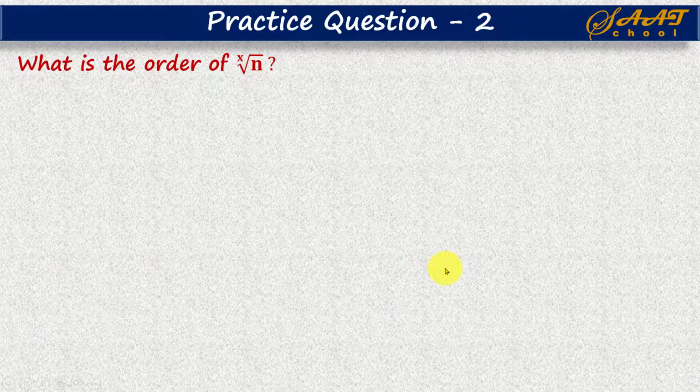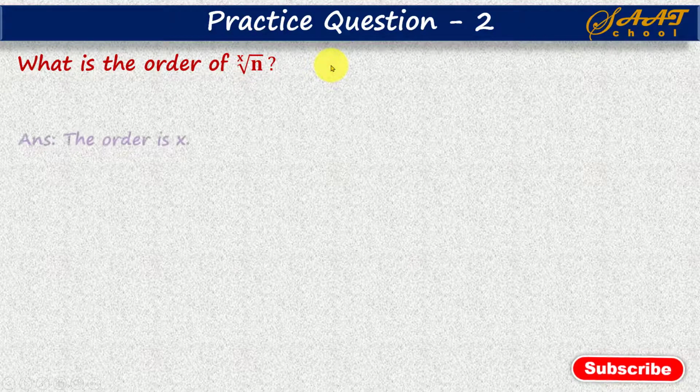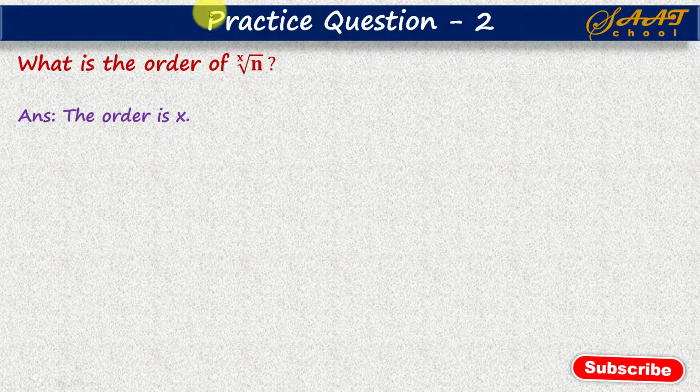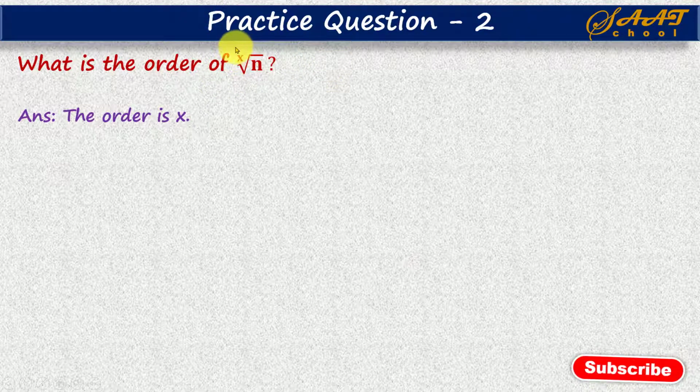Here you have to find the order of this surd. And we discussed earlier, this number represents the order of the surd. Here X is the order of the given surd, so you can write the order is X. Again, this number, in this case X, is the order of the surd. There might be 2, 3, 4, 5 or so on.